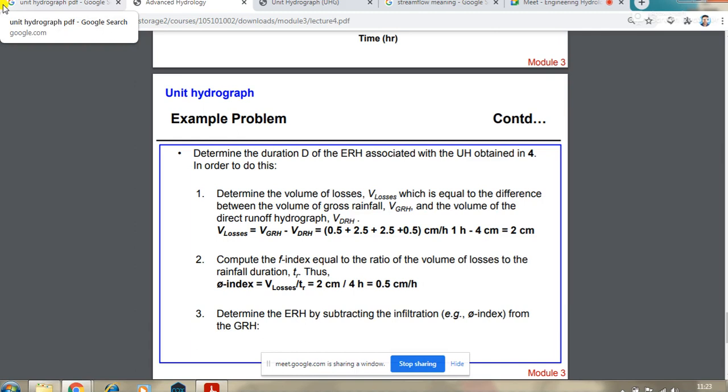Minus the direct runoff hydrograph. Okay, so direct runoff hydrograph in depth. That's 2.5 plus 2.5 is 5, and 0.5 plus 0.5 is 1. So 5 minus 4 is giving you the value of 2. Now this is your losses.